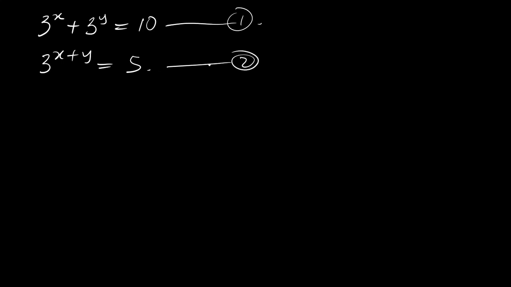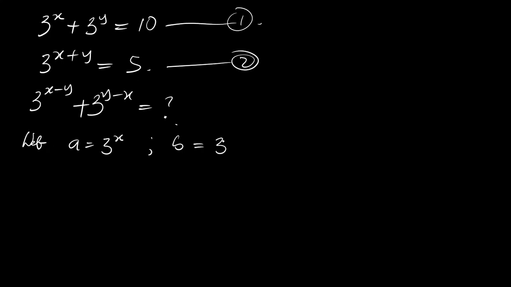And the next one was 3 to the power x plus y equal to 5. Equation 2. Now we are asked to find 3 to the power x minus y plus 3 to the power y minus x. So from this equation, let's say a is equal to 3 to the power x, while b is equal to 3 to the power y. Now let's substitute. Anywhere we see 3 to the power x, we'll replace it with a, and anywhere we see 3 to the power y, we'll replace it with b.